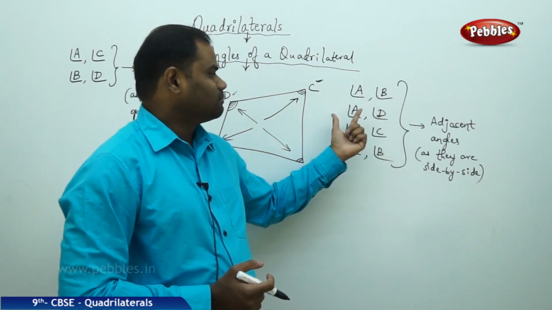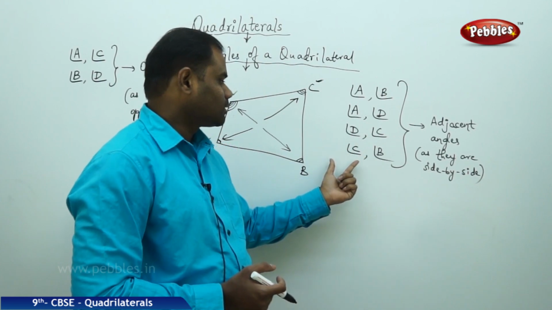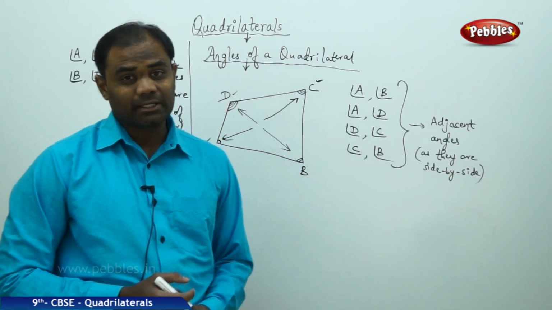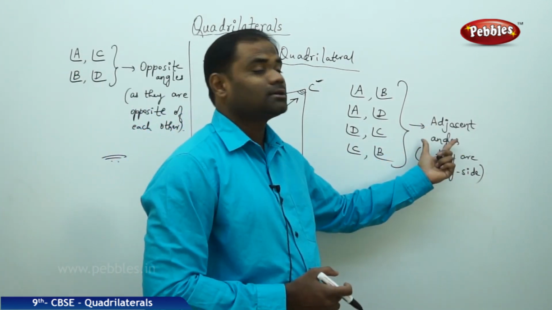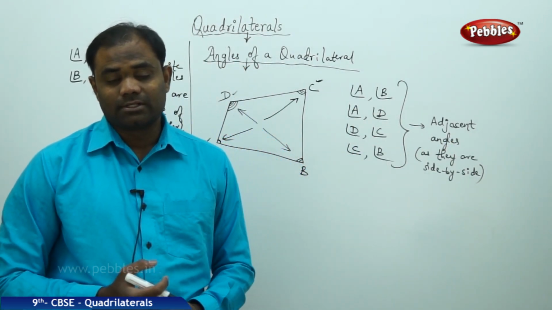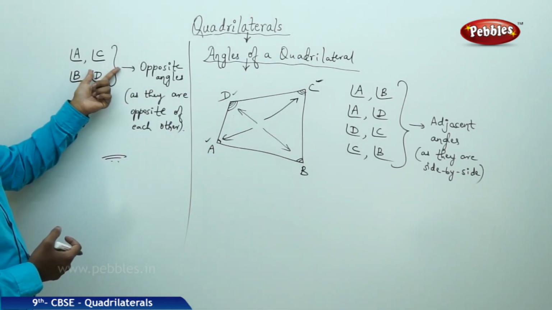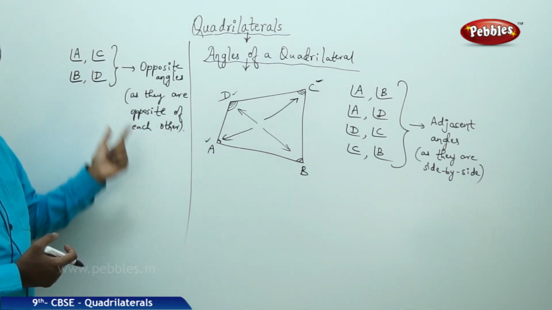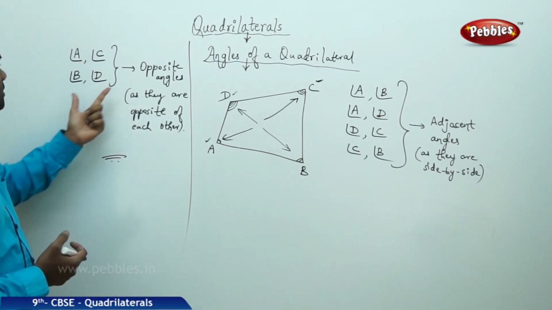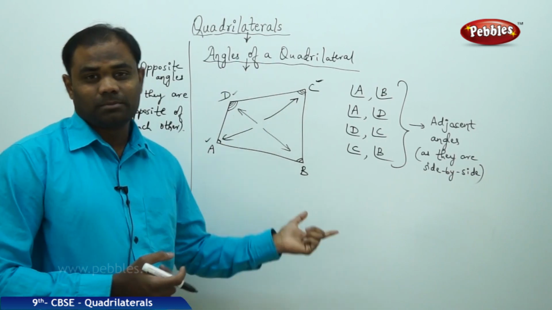Angle A, angle B; angle A, angle D; angle D, angle C; and angle C, angle B, taken in pairs, are adjacent angles in the quadrilateral ABCD as they are side by side. Next, angle A, angle C, and angle B, angle D, when taken in pairs, are opposite angles because clearly we see them opposite to each other.